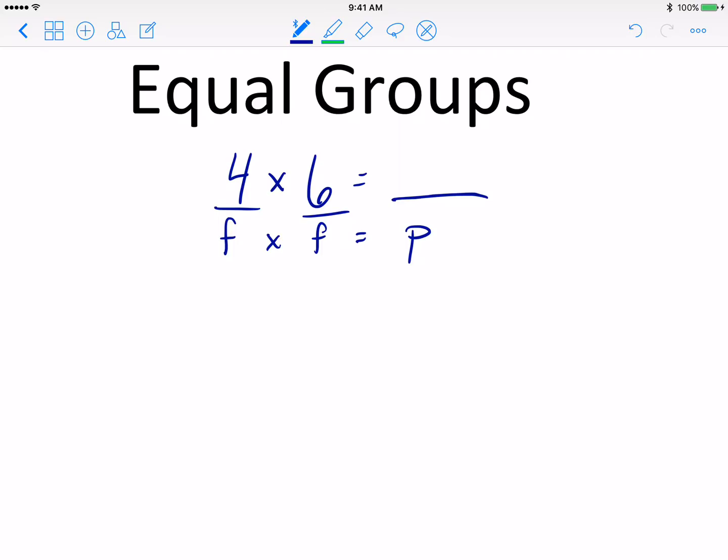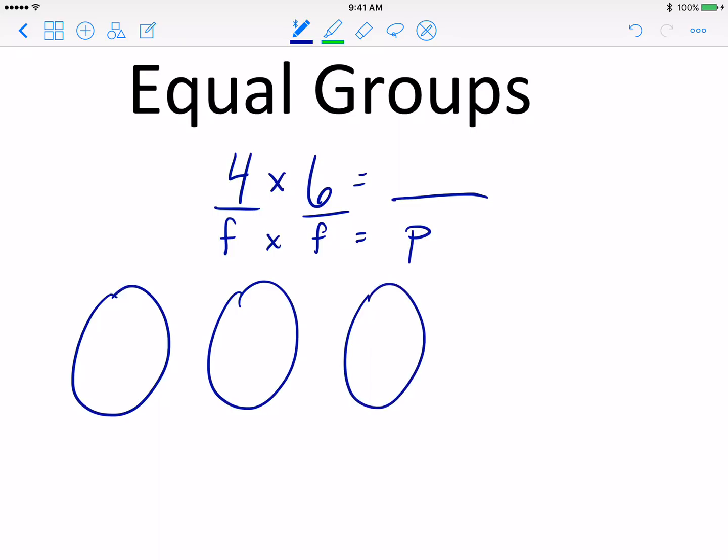We're going to find the product. So I'm going to do 4 circles for our 4 groups. And then I'm going to put 6 in each group. Now, when I'm building my 6, I'm going to do tallies of 5, like this.